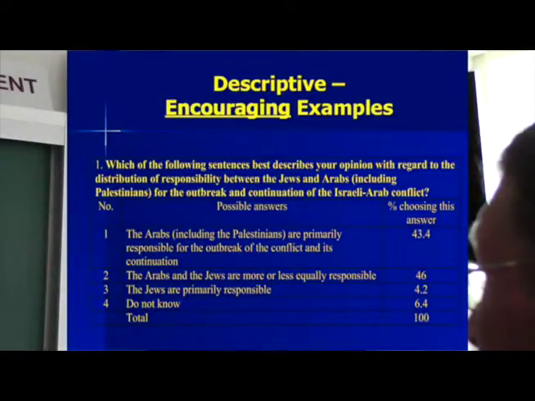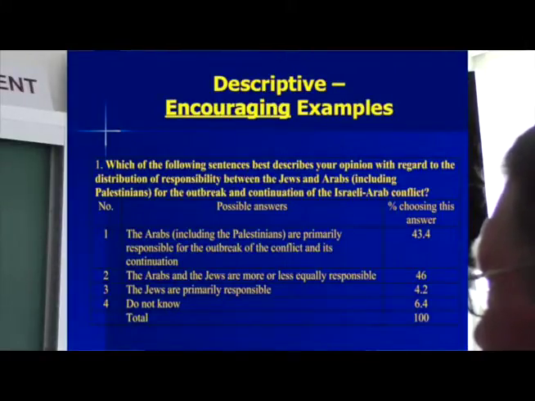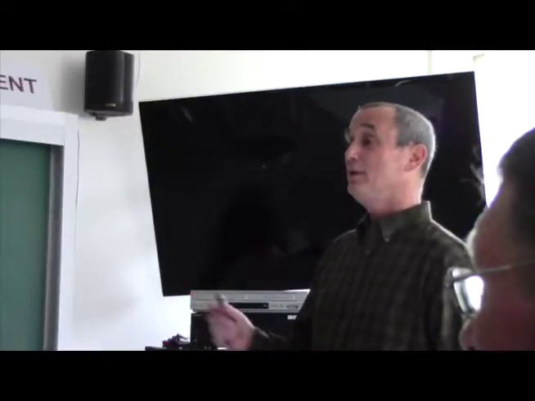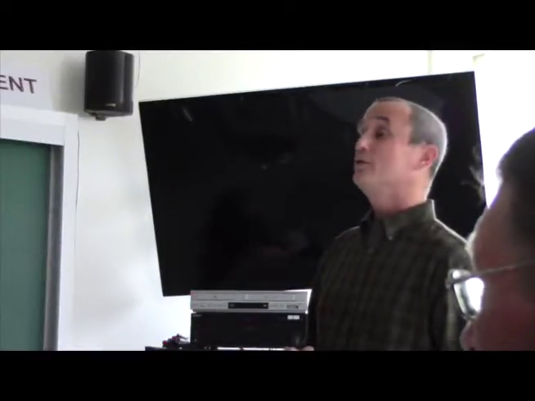Here we use, for various methodological reasons, only a spectrum of three narratives. The first one is the Zionist: the Arabs, including the Palestinians, are primarily responsible for the outbreak of the conflict and its continuation. Here, the Arabs and the Jews are more or less equally responsible. Let's call it the critical. And for the Palestinians, the Jews are primarily responsible. So we were surprised to see that the biggest group, 46%, think that they are more or less equally responsible.